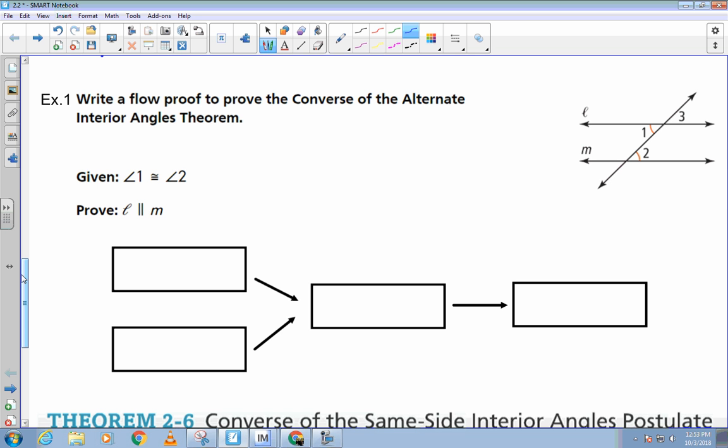So, for example, if I started out with my given, I put the statement in the box and I put the reason underneath. So I have angle 1 is congruent to angle 2, and my reason is given. Now, when we do this proof, the only thing really that we know for sure right now is that corresponding angles, if they're congruent, the lines are parallel. So if I can somehow work my way to show that my corresponding angles, angles 2 and 3, are congruent, then I can say the lines are parallel with the converse of the corresponding angles.